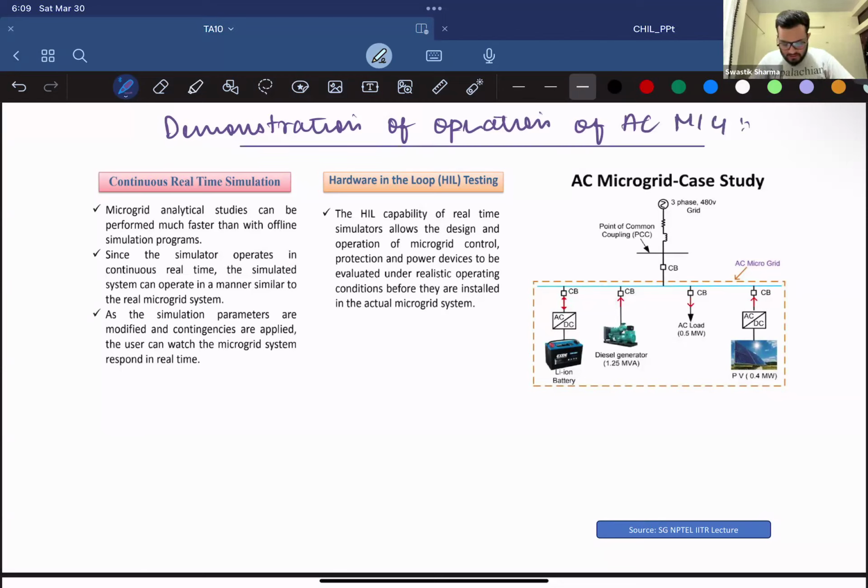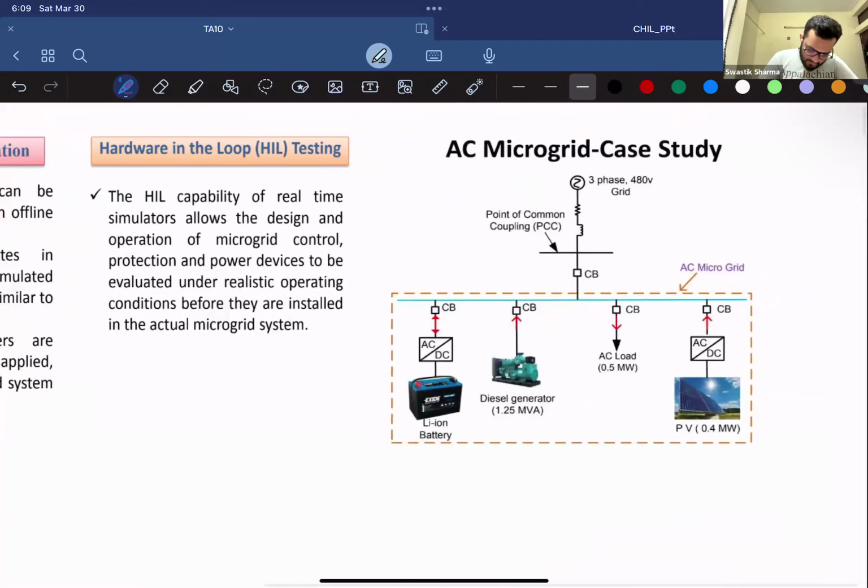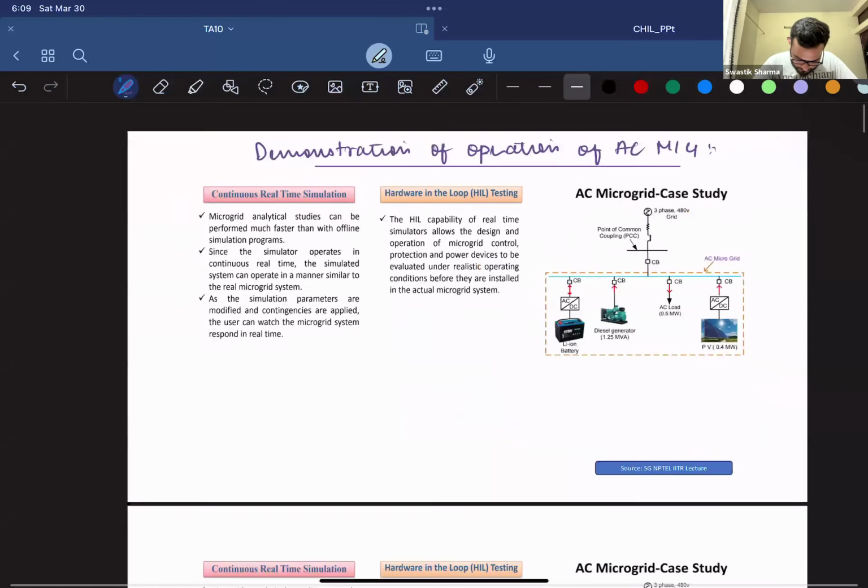Let's start with the demonstration. In this demonstration, the instructor took an AC microgrid in which we had a storage system, which was a lithium ion battery, a diesel generator, a load, and a PV supply. It was connected to a three-phase grid which had a 480 volt specification, and all was connected to a circuit breaker at the point of common coupling.